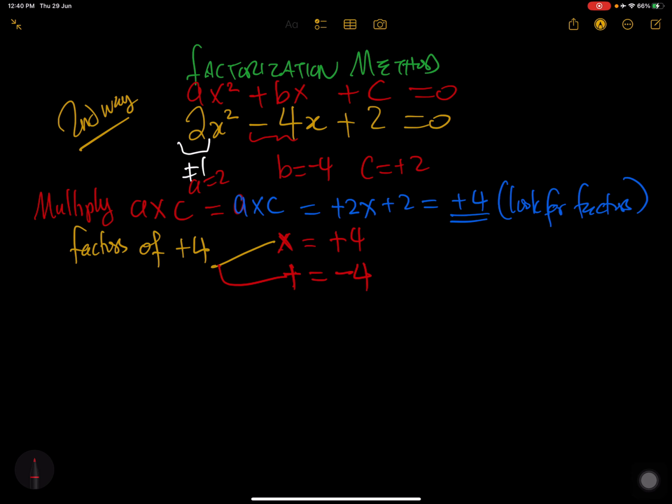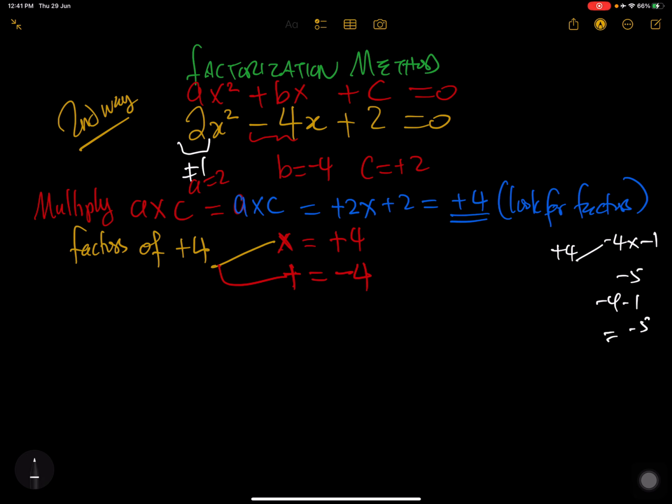So we're going to go into search. What are the factors of plus 4? It could be negative 4 times negative 1, which will give us plus 4. But when we add, we're going to get negative 5. Can you see that? Because negative 4 minus 1 is giving me negative 5. And that's not what we have there.